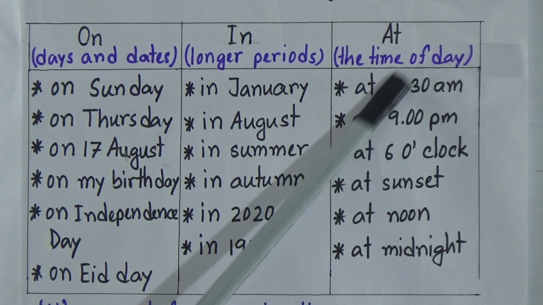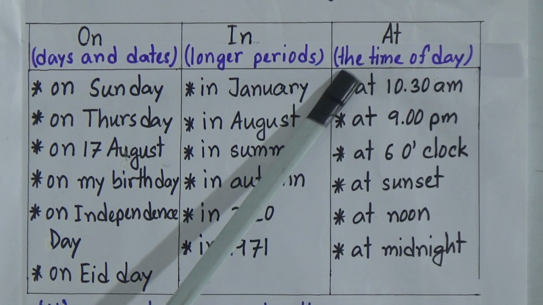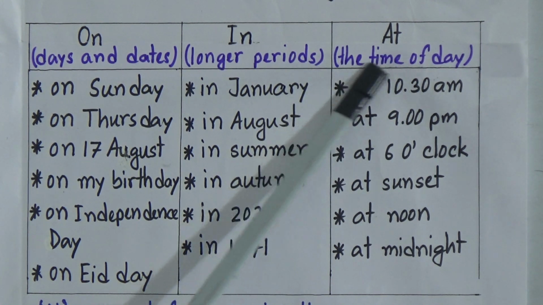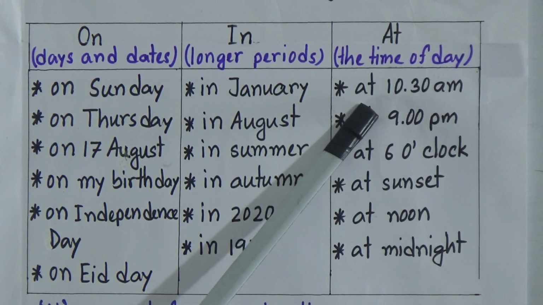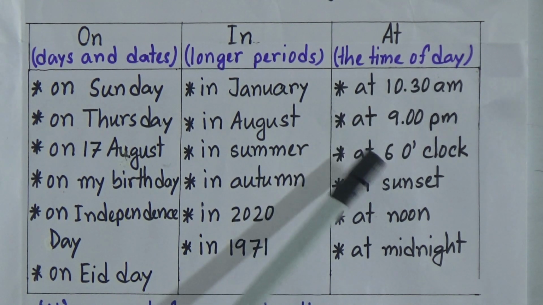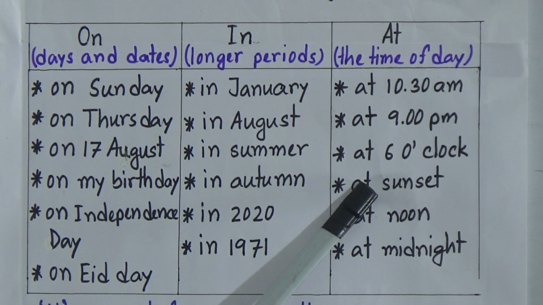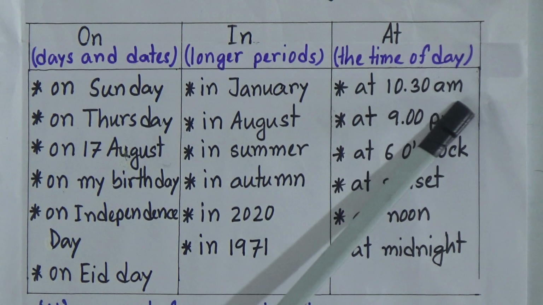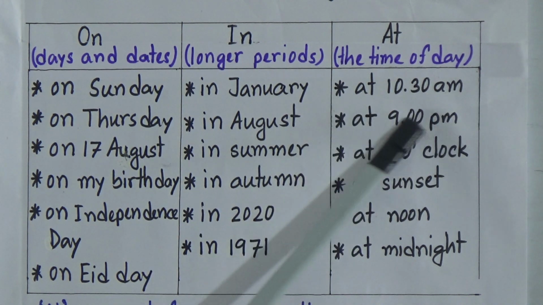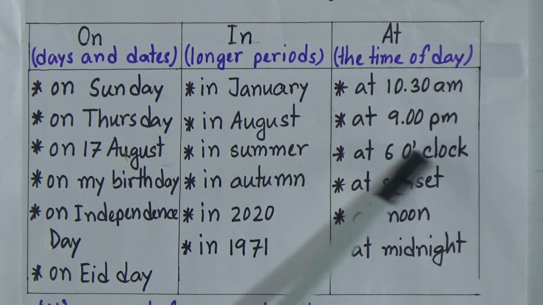Now we will know the use of at. We use at to show the time of a day. That means a time of a day, that means a short time of a day. When you mention a short time of a day or a particular time of a day, you will use at. Now look, at 10:30 a.m. or at 9 p.m. or at 6 o'clock.